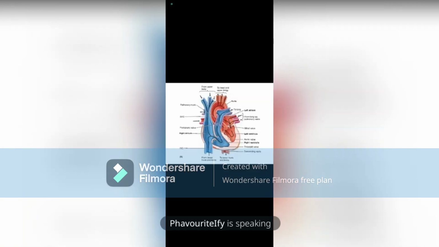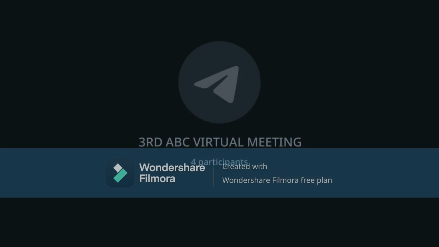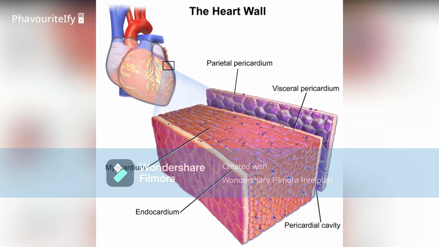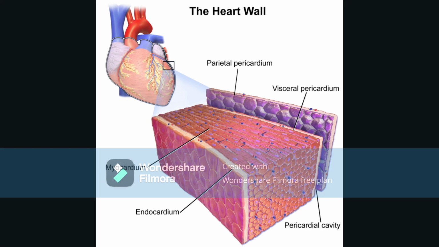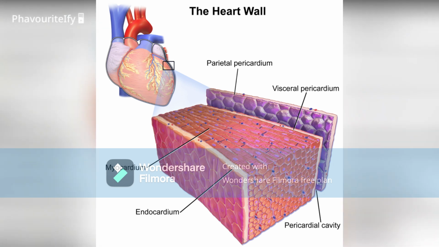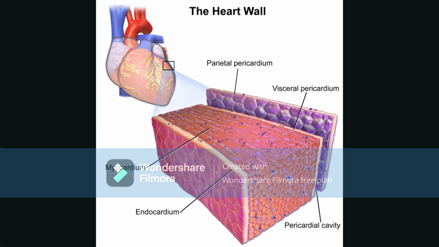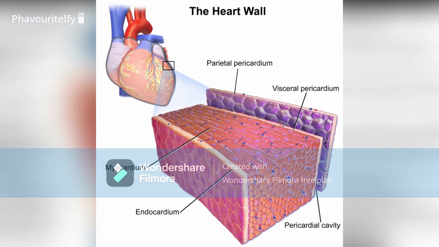So the next I will talk about now is the layers of the heart. Let me use another picture. The layers of the heart. Okay, so the walls of each heart chamber consist of 3 layers from superficial to deep. The layers are the epicardium, myocardium, and endocardium. Let me show us.